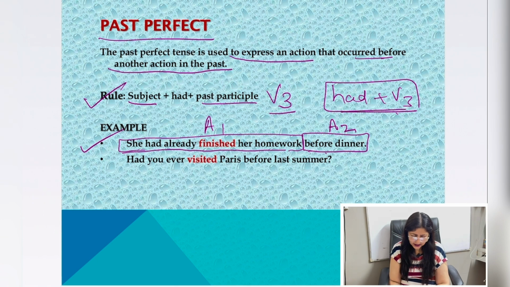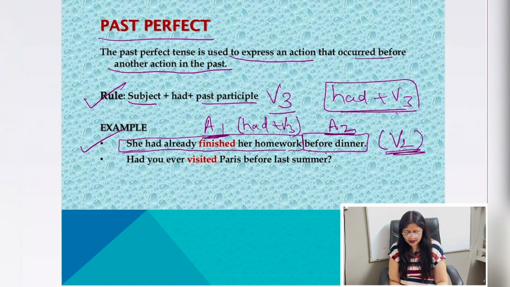So here we have what? This is action 1, this is action 2. For action 2, if any verb is there, we will be using V2 over here, but in action 1 we will be using had plus V3. So she had already finished her homework. This action was already done before dinner. If I specify it as before she took dinner, in that case what have I used? I have used V2.